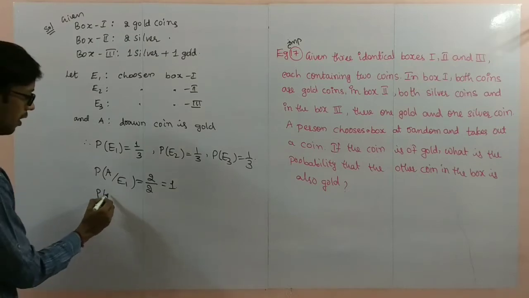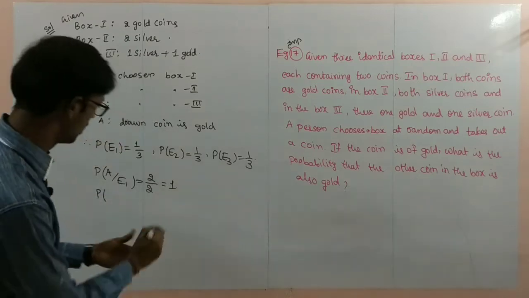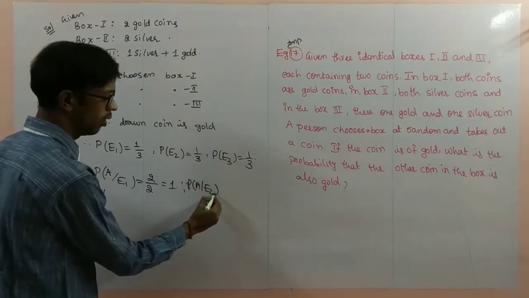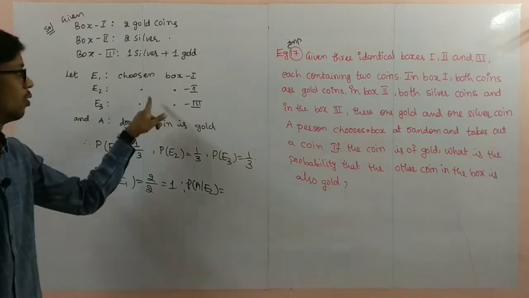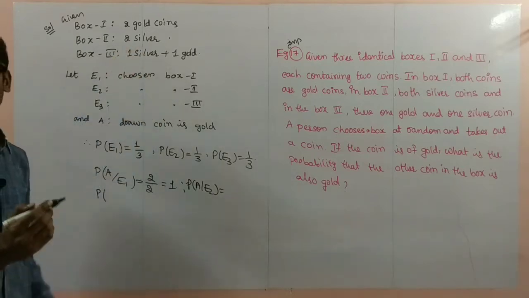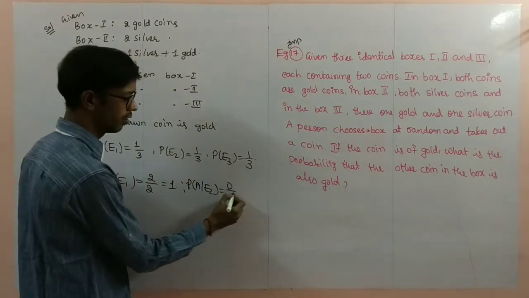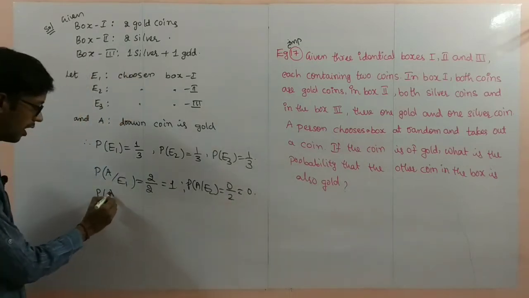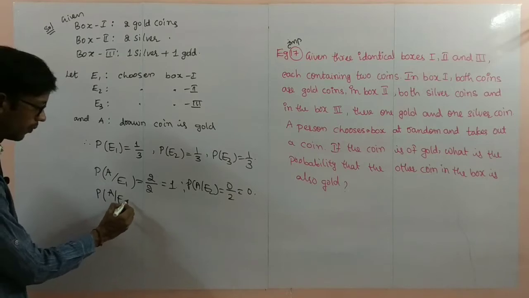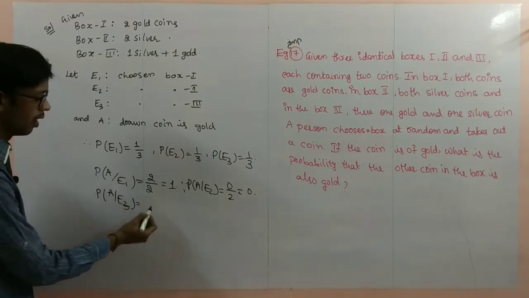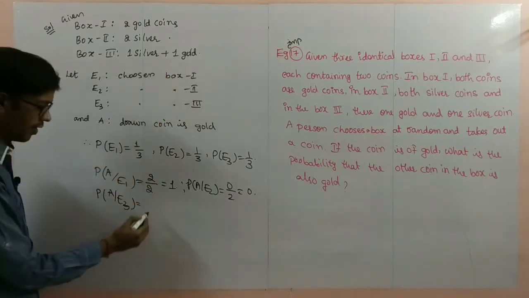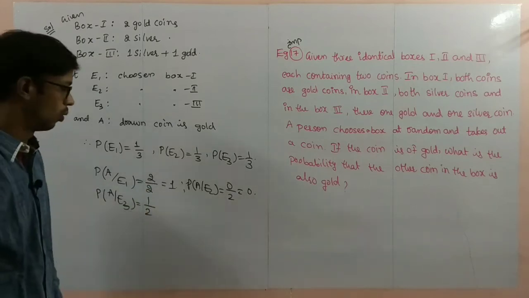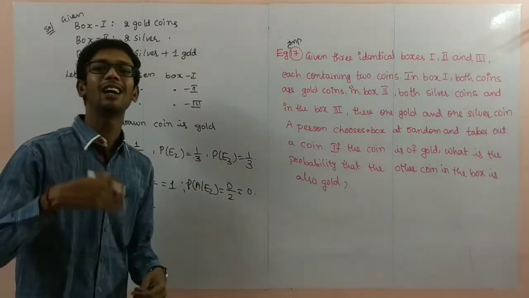Next I'll write the probability of A by E2, a gold coin from box 2. How much probability is there? 2 silver coins are there, gold not there. 0 by 2 is 0. Next, probability of A by E3. How many gold coins are there? Favorable for gold is 1 by 2.